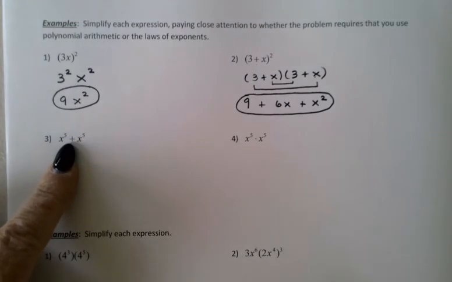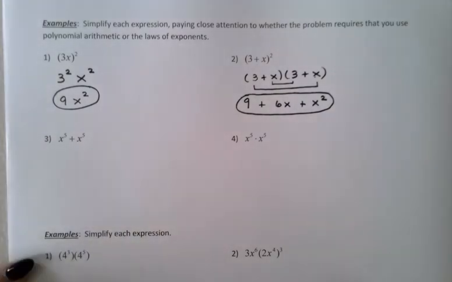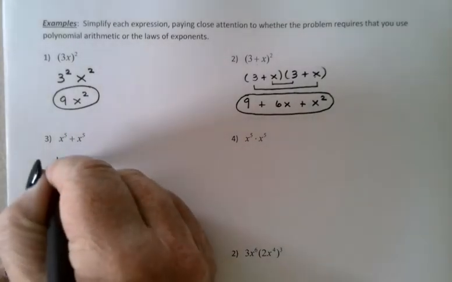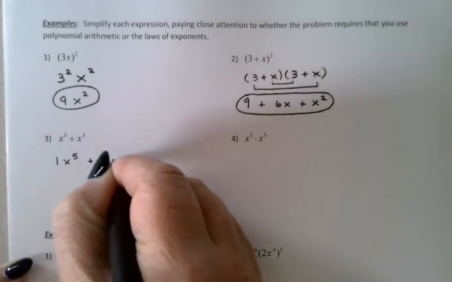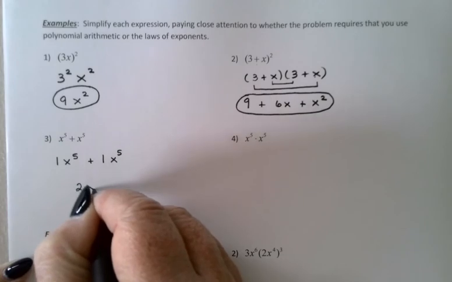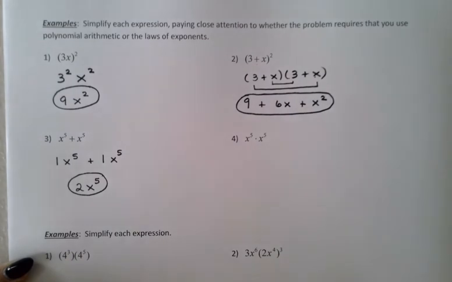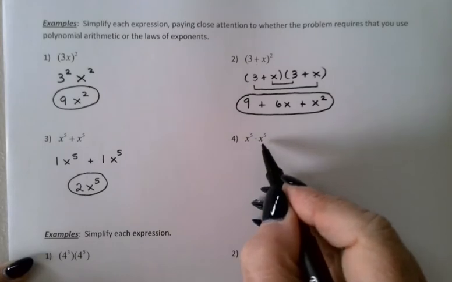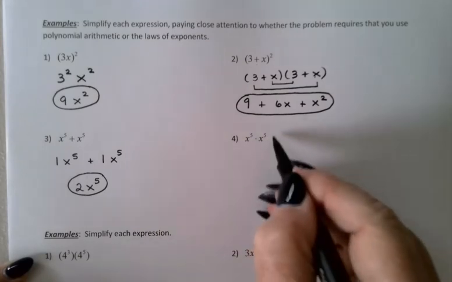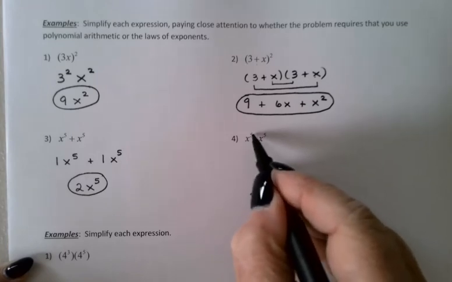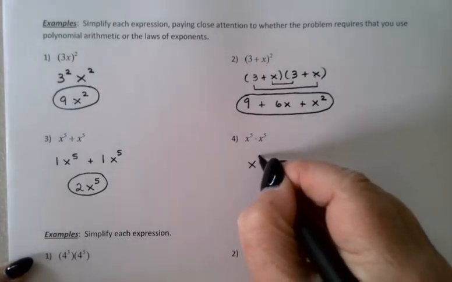All right, number 3, x to the 5th plus x to the 5th. Again, this is adding, not multiplication or division, so I'm looking at polynomial rules. Like terms, I really just add the coefficients. So I would think of this as 1x to the 5th plus 1x to the 5th, giving me 2x to the 5th. The x to the 5th does not change when I add or subtract. When I multiply x to the 5th times x to the 5th, now I'm using my new laws of exponents to multiply, add exponents. So I'll get x to the 10th here.